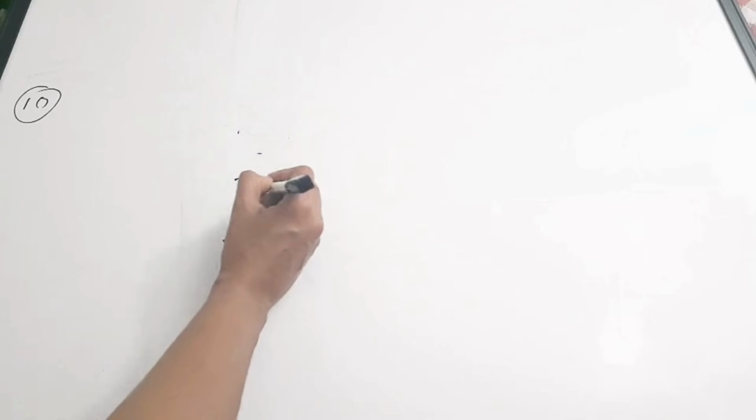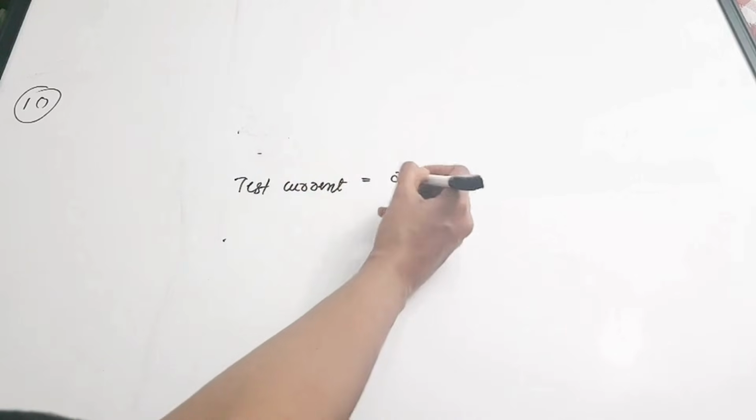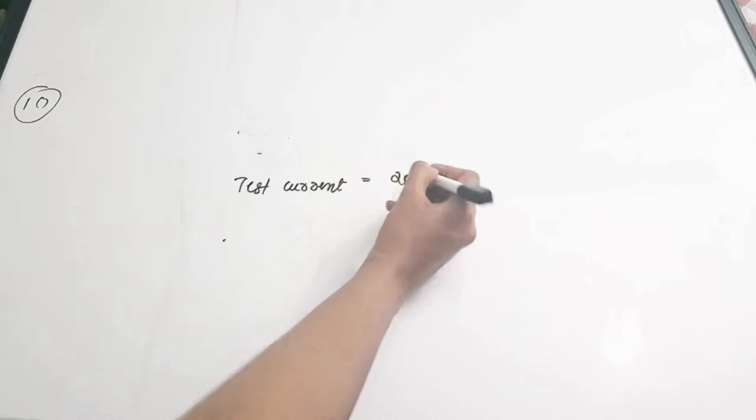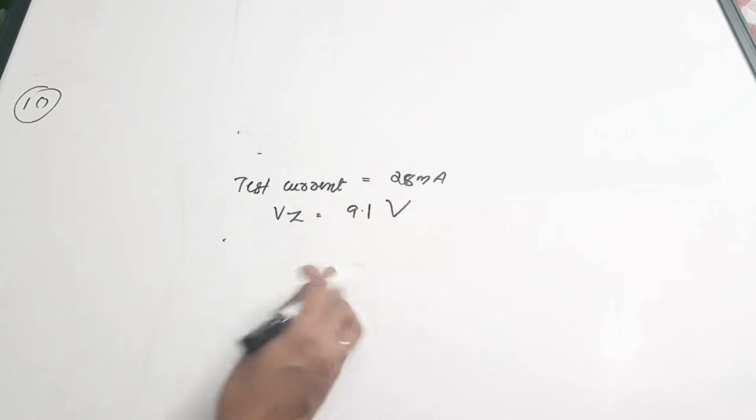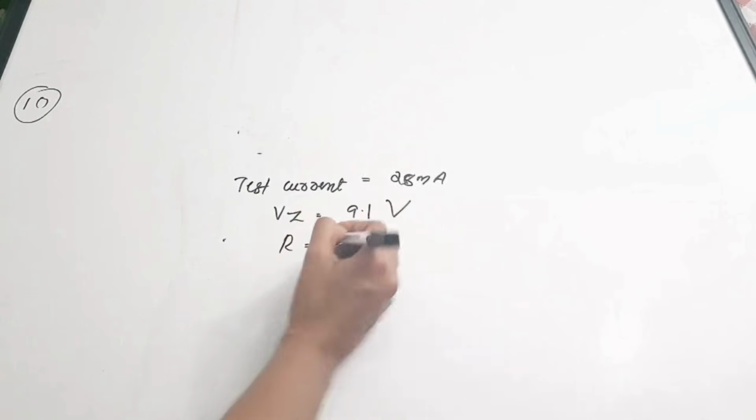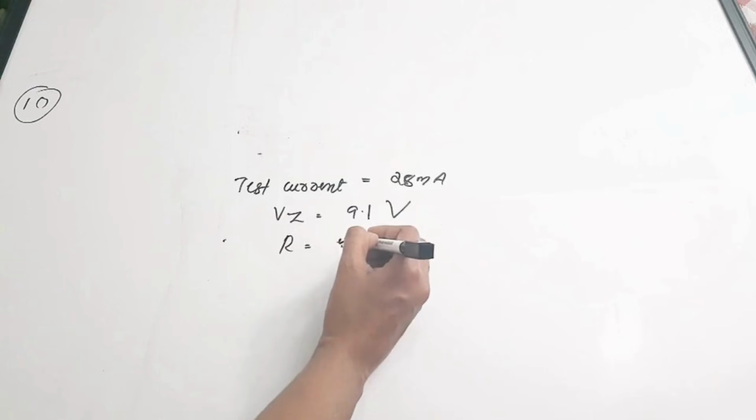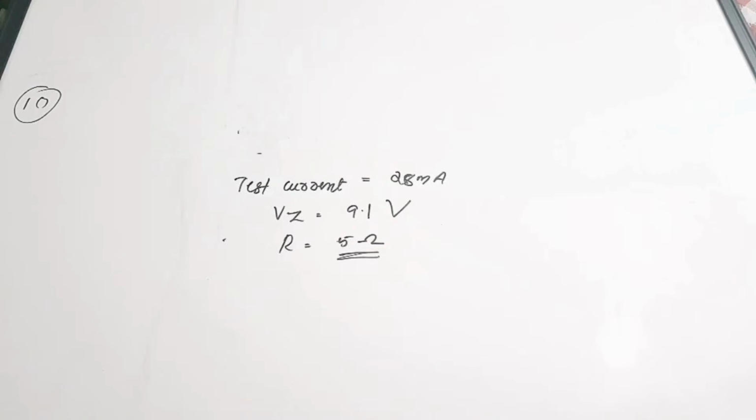The test current is given, 28 milliamperes. Then Vz is given, 9.1 volt. Then R value is given, which is 5 ohm, which is the incremental resistance. We need to find Vz0.